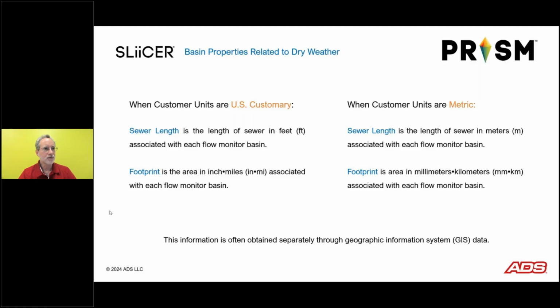The other thing to remember about this information is that it is not data that comes from your flow data or your rain gauge data. This is data that's often obtained through your GIS information. So for us at ADS, if we're doing this type of analysis for a customer, we will either go directly to the utility or the owner of that wastewater system for this information, or we obtain it through a consulting engineer. But somebody with access to GIS information is where this information comes from.